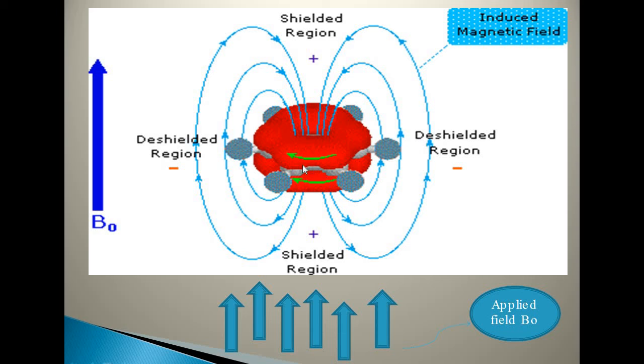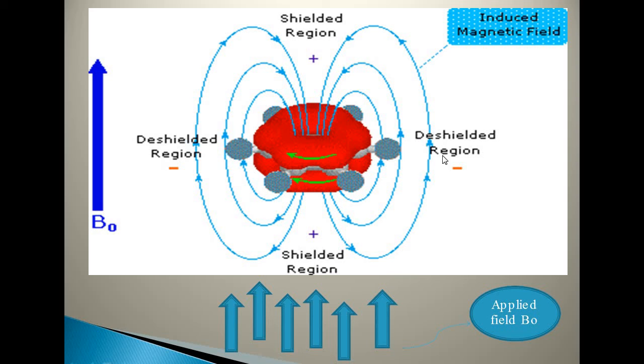So the direction of both magnetic fields is opposite to each other, so we can say it is a shielded region. Why shielded? Because this induced magnetic field nullifies the external magnetic field effect, so ultimately your proton gets protected or shielded, so it is known as a shielded region.